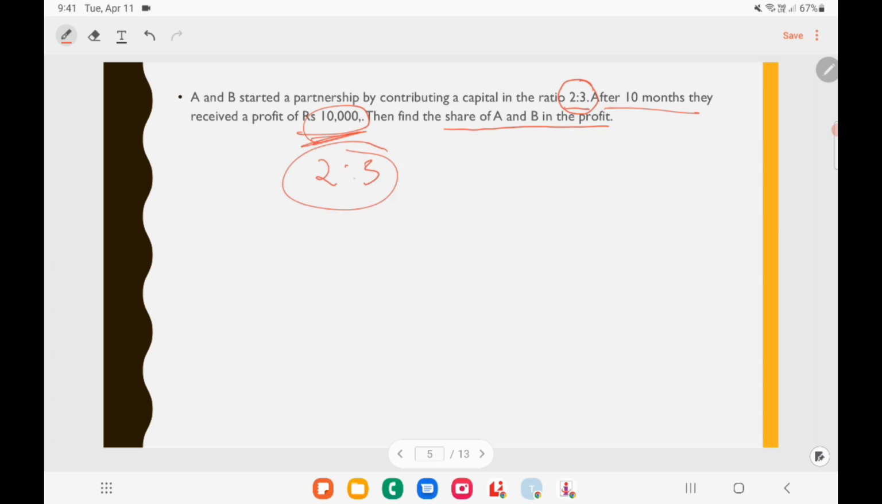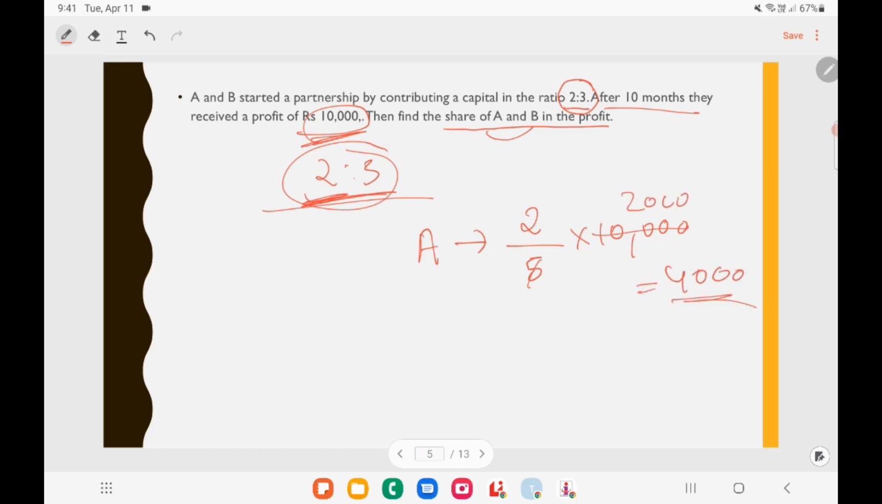So the ratio of their capital and the ratio of their profit will be the same if there is no change in capital. Okay, so here A and B will receive the profit also in the ratio 2:3. So A's share of profit will be, A's ratio is 2, so 2 divided by, total is 2 plus 3, 5, 2 divided by 5 into 10,000. So it will become 4,000. So A is getting rupees 4,000 from the profit of 10,000.